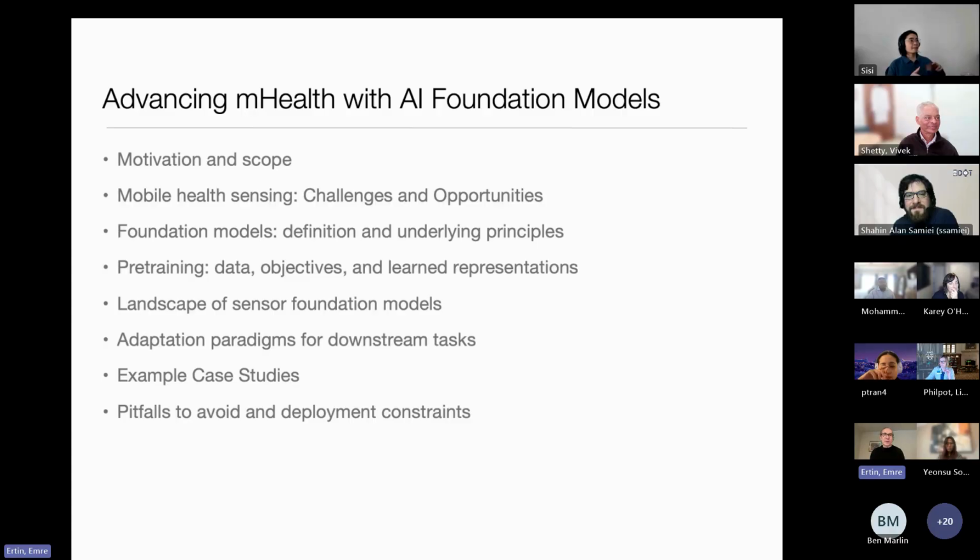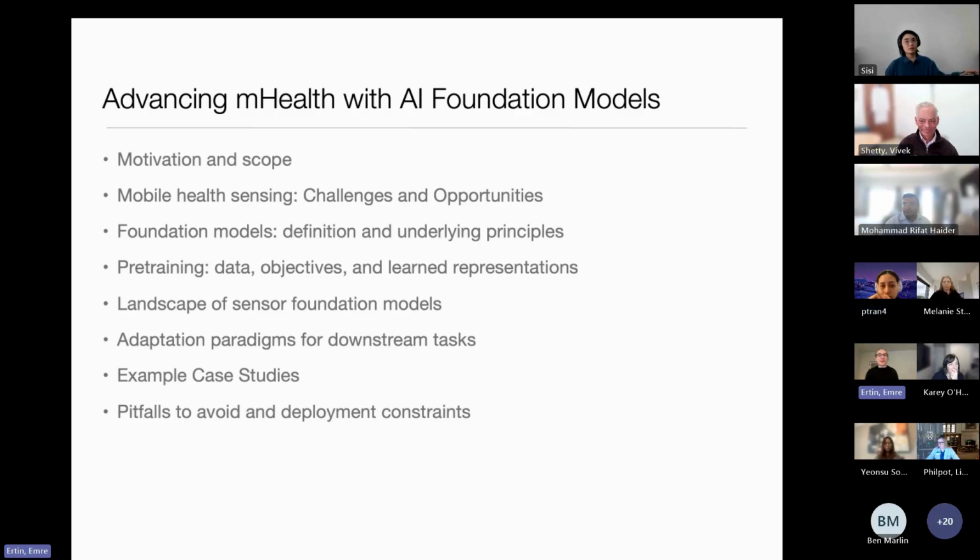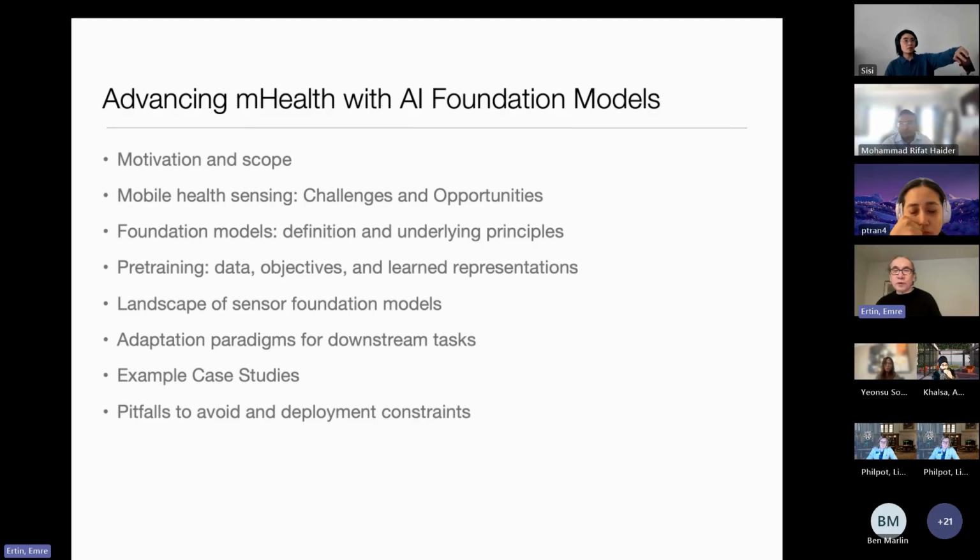both challenges and opportunities. Then, since the talk was framed on foundation models, or foundational models, how this new paradigm in machine learning and AI is changing the way we do business in mobile health. I'd like to define what these foundation models are and perhaps contrast them with the classical machine learning workflows that we were working with before.